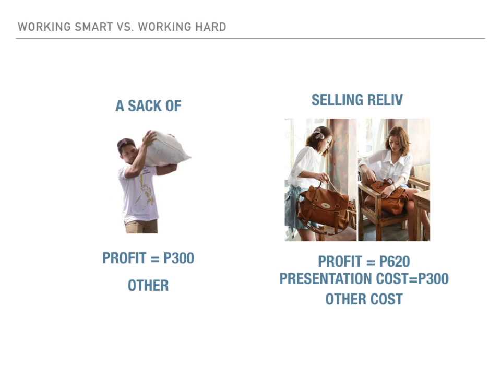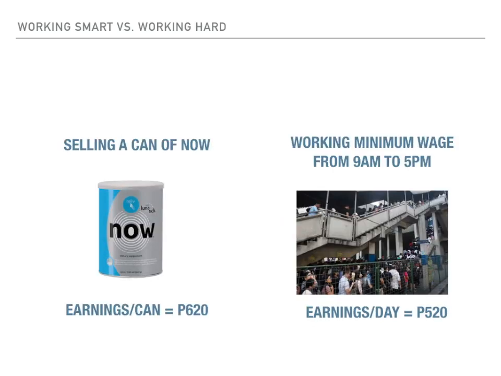His cost is probably 300 pesos for a Starbucks and the Uber taxi, and his profit is 620 pesos. Which is working smart and which is working hard? Here's another example. You sell a can of Relief, you earn 620 pesos.